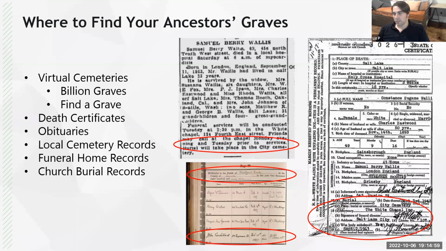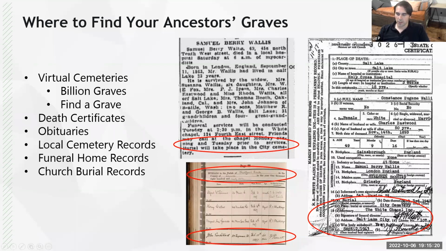Then there are other places in case they aren't found there, right? Or you want a corroborating record. So a couple of these I have shown in pictures of my ancestors. On the far right, that's my great-grandmother, Constance Eugene Wallace. If you look at the bottom there, where it had that nice red circle, you can see, hey, she was buried over in the city cemetery.